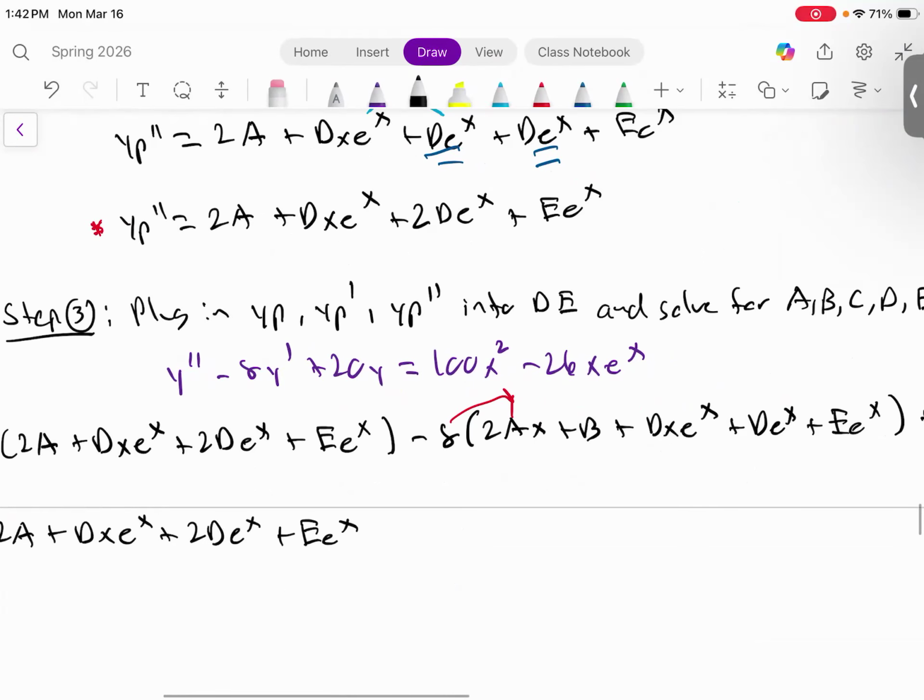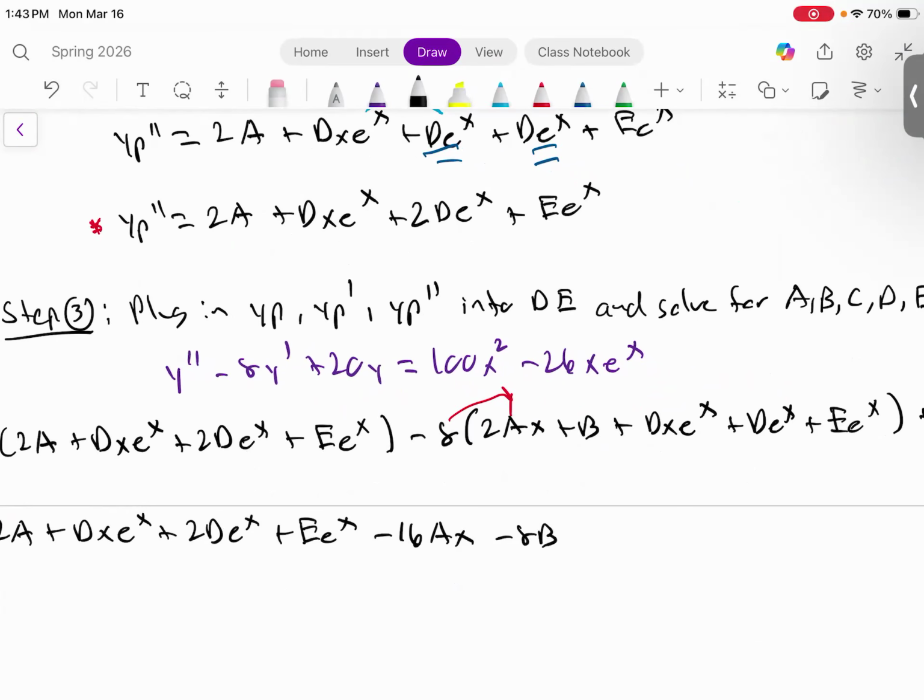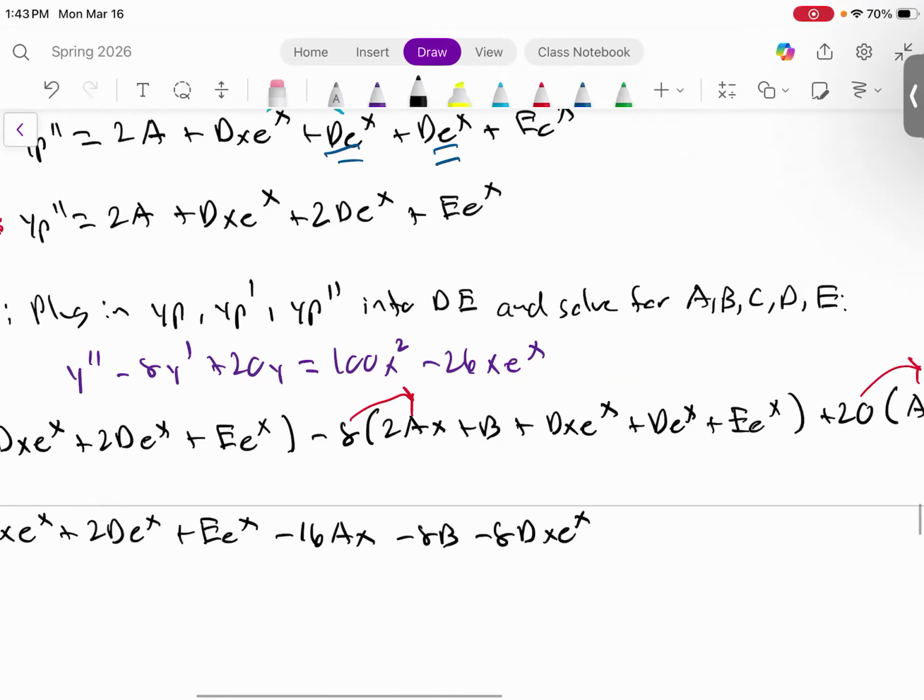All right, then we would get minus 16ax minus 8b minus 8dx e to the x minus 8d e to the x minus 8e e to the x.